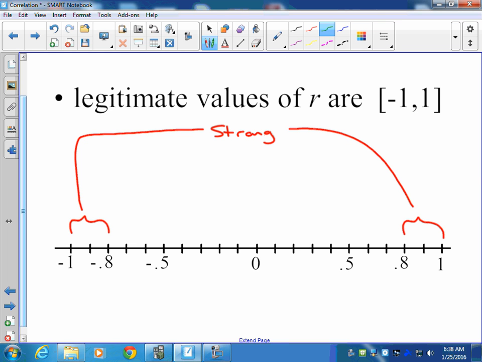And then we break it into the next interval from 0.8 to 0.5 in either one. This would be our moderate association. So you can see that the association between the homework and the final test averages is at the top end of the moderate. So you could say moderate to strong.